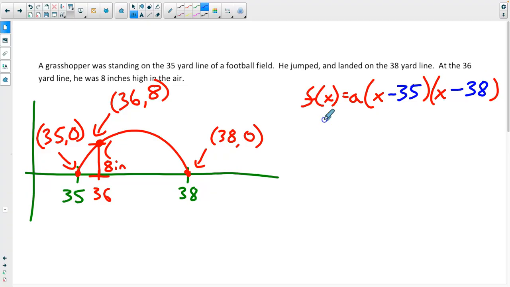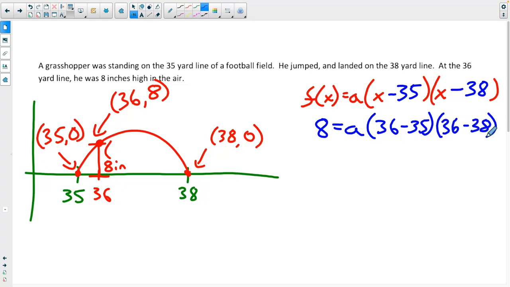So we put 8 right here. This is our y coordinate. Don't know what a is. And then I have 36 minus 35. And then I have 36 minus 38. And so I will give you about a minute and then proceed where we're at.